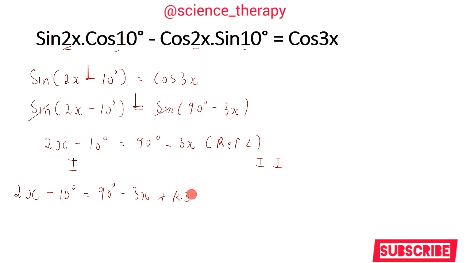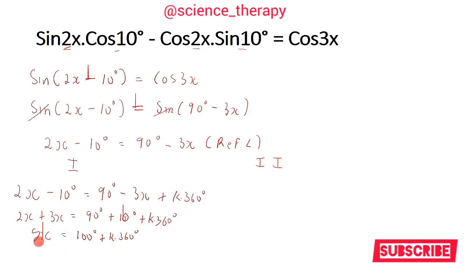k 360 degrees, right? Now you can bring over all the x's to one side. So you have 3x plus 2x is equal to 90 degrees plus 10 degrees, and then plus k 360. So some might write n 360, some k 360, it's all the same. Then here we have 5x is equal to 100 degrees plus k 360 degrees, right?